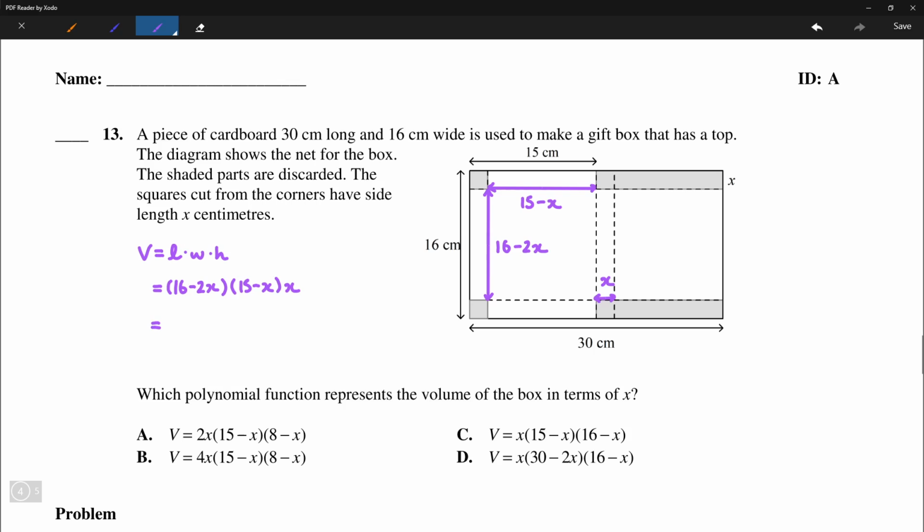Okay, so the three sides of the box are 16 minus 2x, and then 15 minus x, and finally x. So we can factor out the 2 from the first set of parentheses. So we have 2 times 8 minus x, and then 15 minus x, and then x, which means the correct choice here is A.